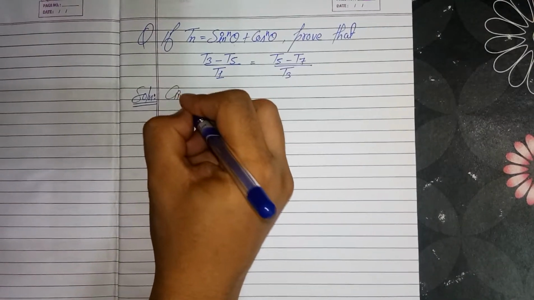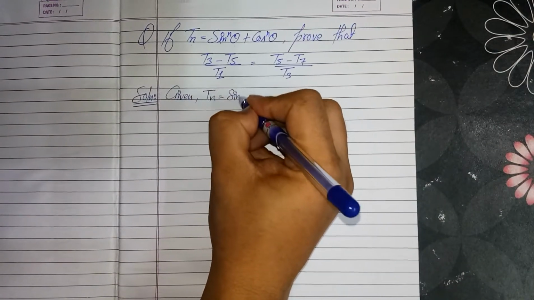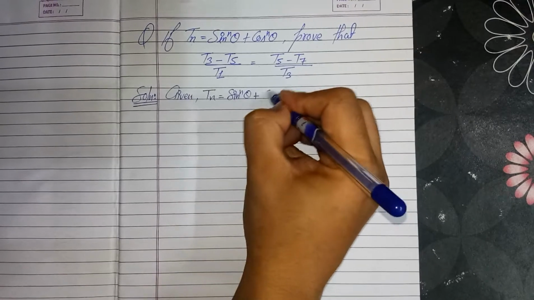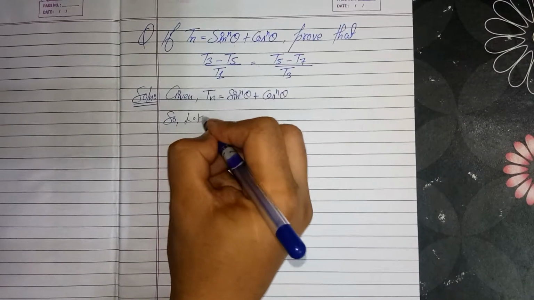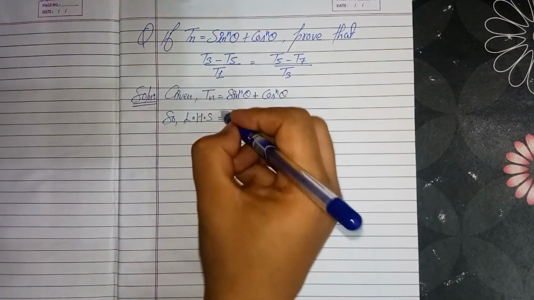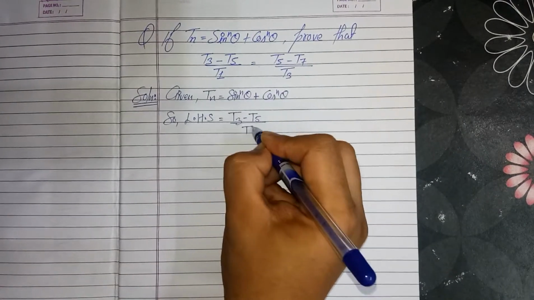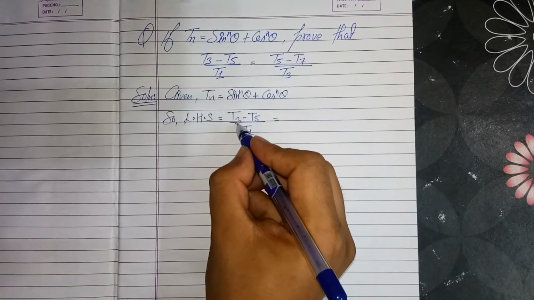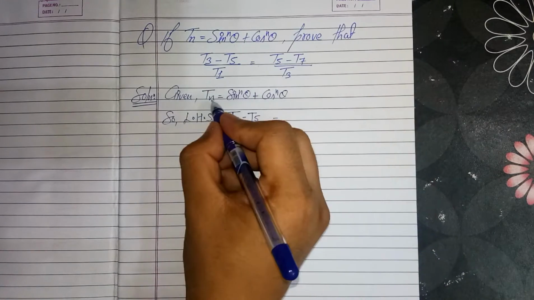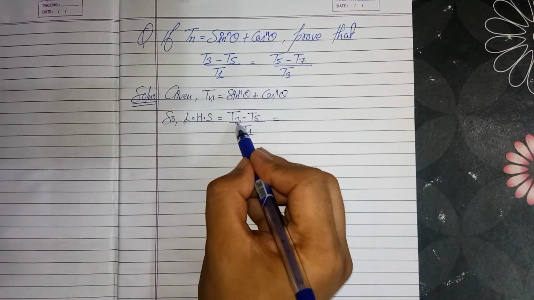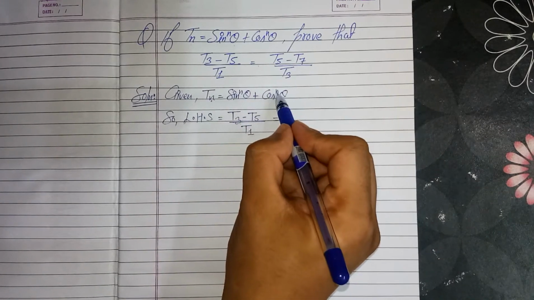Given Tn is equal to sin^n theta plus cos^n theta, right? So LHS is equal to (T3 minus T5) whole divided by T1. In place of T3, what we can write is just put 3 over here. Whenever we have to find T3, just replace this n with 3. That means we have to put 3 here also and here also, right?